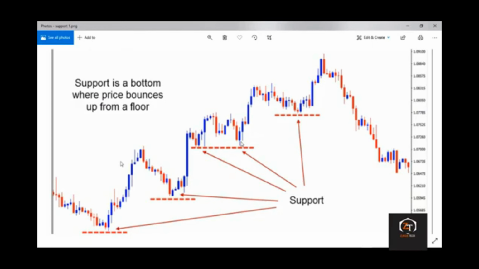Basically in forex trading, support is where the price touches and bounces, touches and repels. Here you see at this bottom line, these dashed lines are support areas where the market tends to hit and go up, hit and repel, as you can see in the picture below.